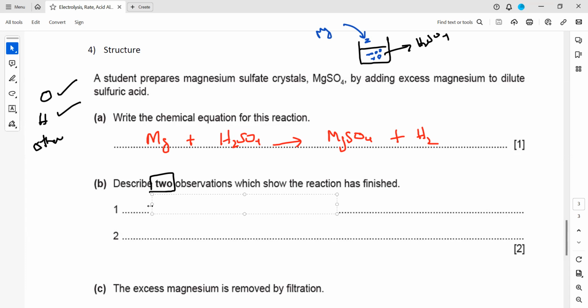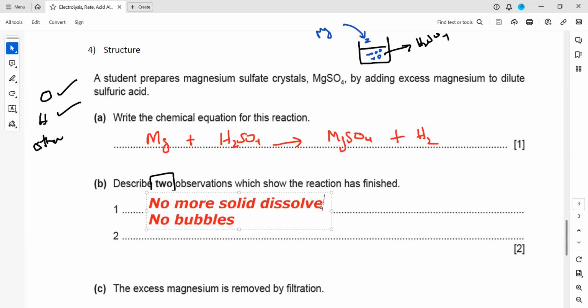When the reaction is taking place, the solid will dissolve and there will be bubbles. But when the reaction stops, what will happen? No more solid dissolves, and there will be no bubbles. If the same question asks what you observe when the reaction is taking place, you mention the solid dissolves and there are bubbles. But how do you know the reaction has stopped or finished? There will be no solid dissolving and no bubbles.